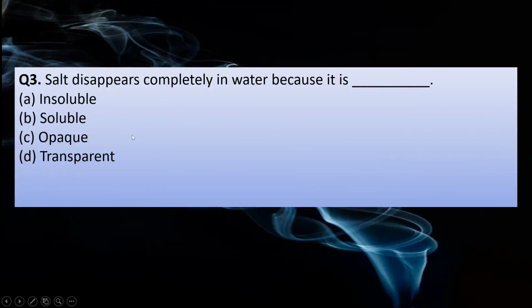Question number 3. Salt disappears completely in water because it is dash. A. Insoluble. B. Soluble. C. Opaque. D. Transparent. Can you guess the answer? Answer is B. Soluble.